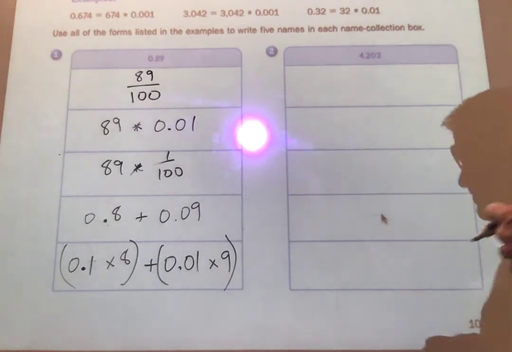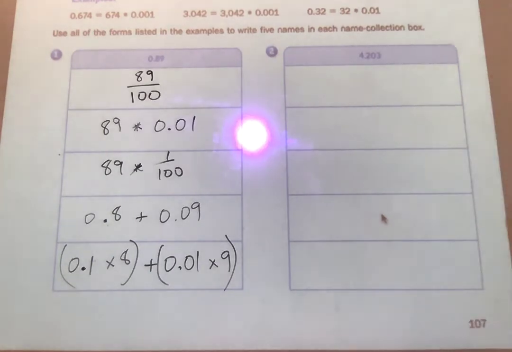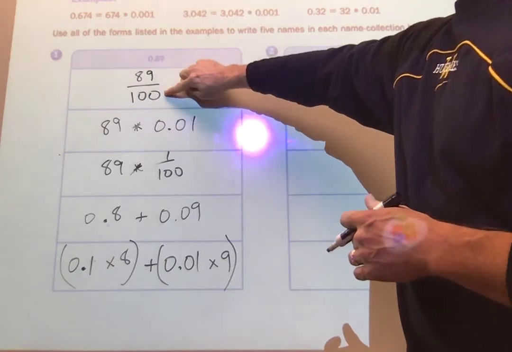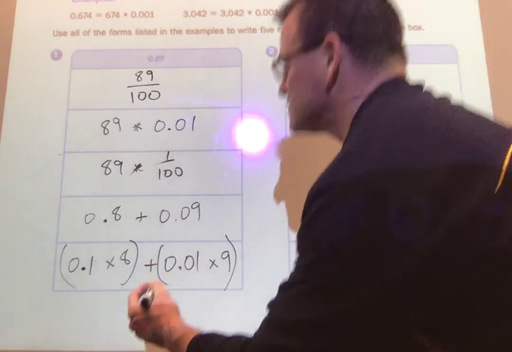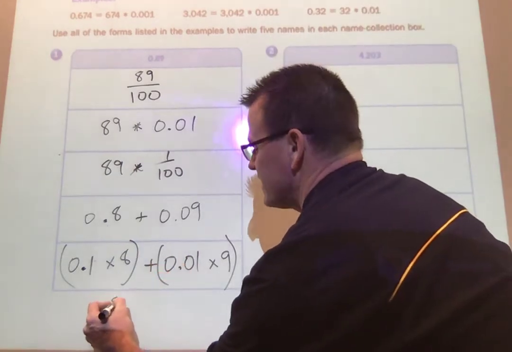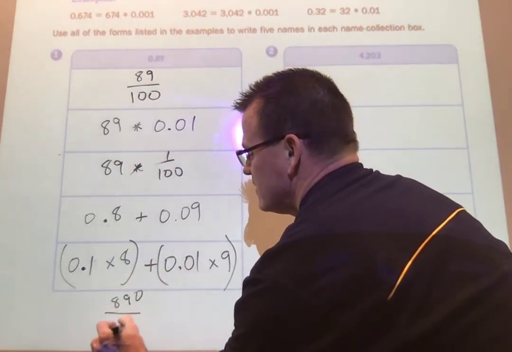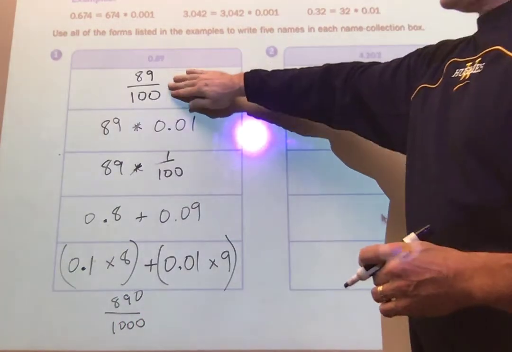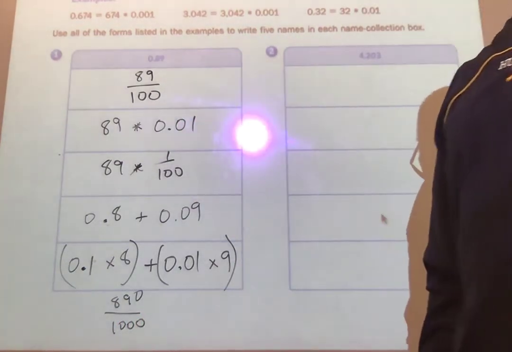Guys, there are lots of ways we could keep going here, and we could give a lot more. For example, if I multiply this times 10 and this times 10, that would work. So I would, for example, put one down here. I could have 890 over 1000, or 890 thousandths. And if I do that, all I did was take the top and the bottom times 10. Again, that's an equivalent fraction.